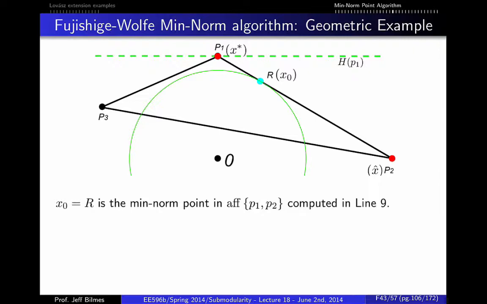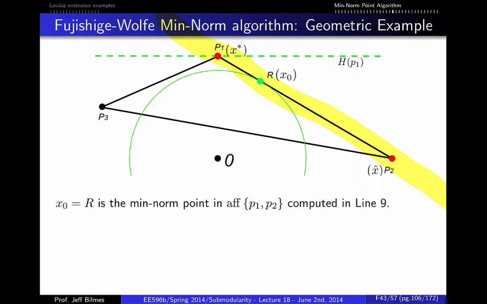Now we construct the minimum norm point, which is R. So this is the minimum norm computed in line 9. So it's the minimum norm of the affine hull of Q. And so what's the affine hull of Q? It's going to be this whole thing here, right? And where does the smallest circle intersect that yellow thing? It's right at this green point. And that becomes x naught, which we're also calling r.